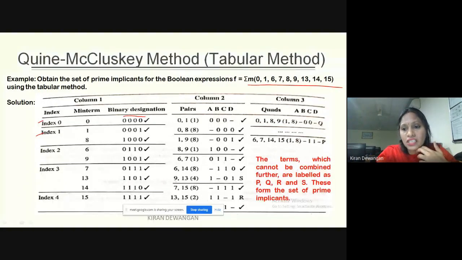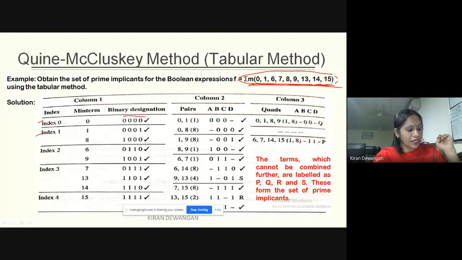We will only talk about these min terms, not about any other min terms, only the min terms which are present in the function. Now we'll check with these min terms. We'll write the binary designation of all the min terms in 4-bit.